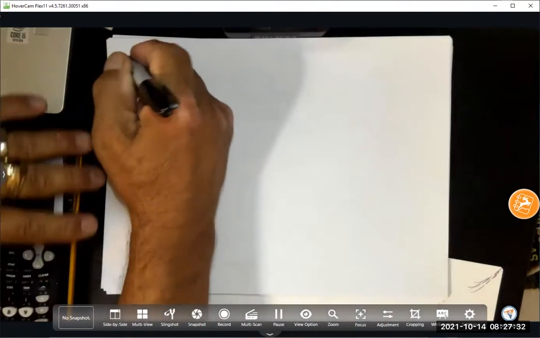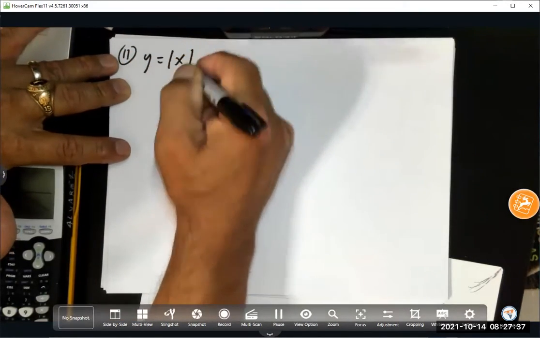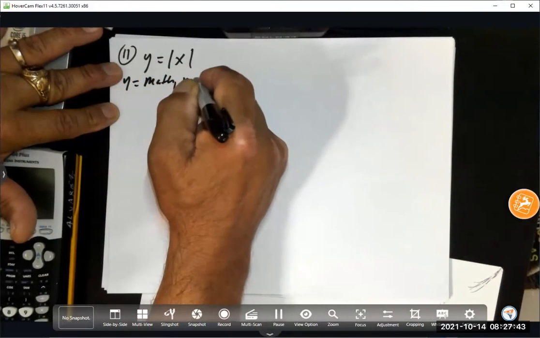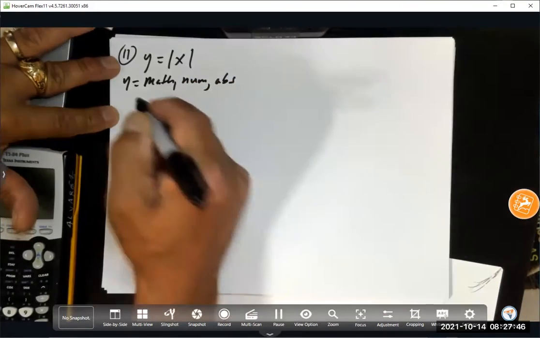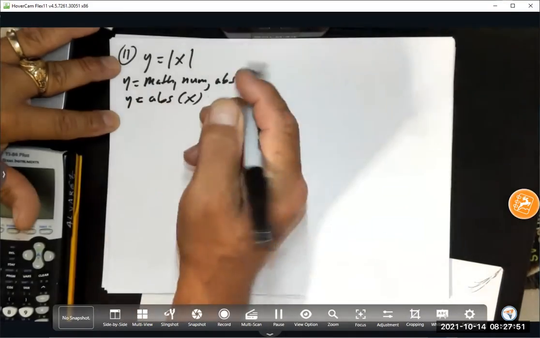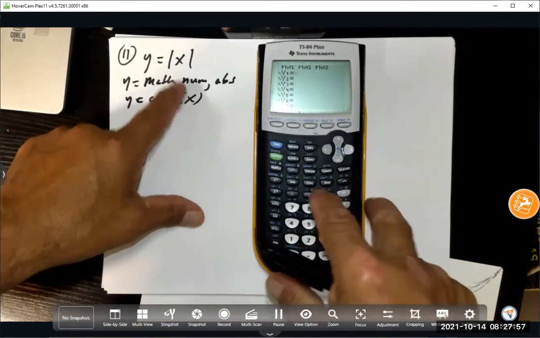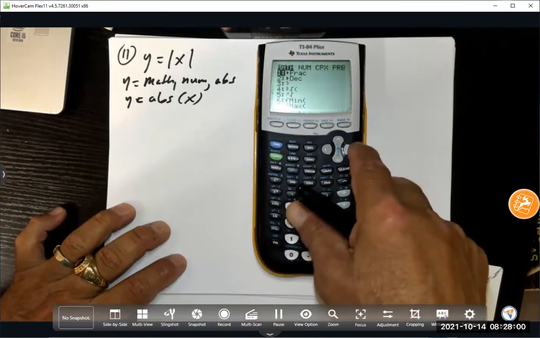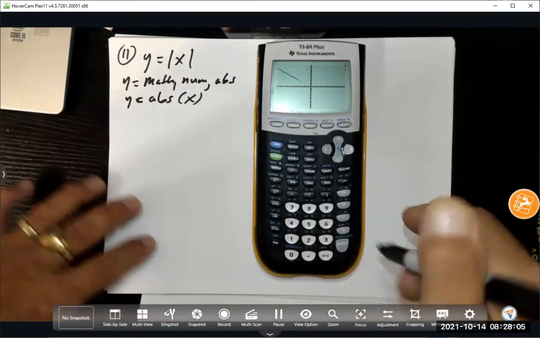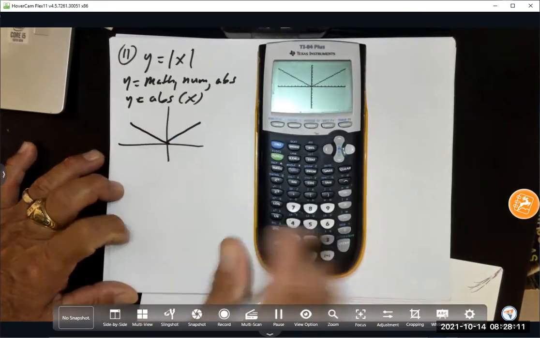Now let's go back to this one. Number 11. So y equals the absolute value of x. Let me do that one again, and then I've got to do stuff to it. Clear, math, number, abs, put the x in there, graph. All right, so it should look like that V shape again, like the one we just did. Okay, look at that graph like that.